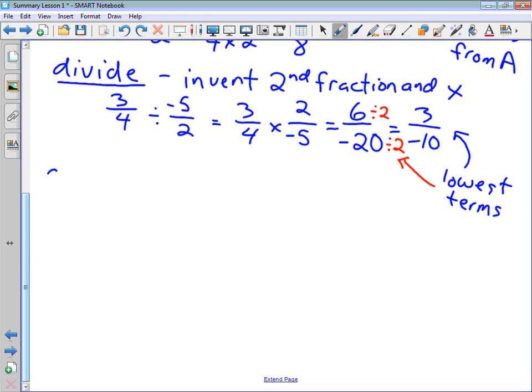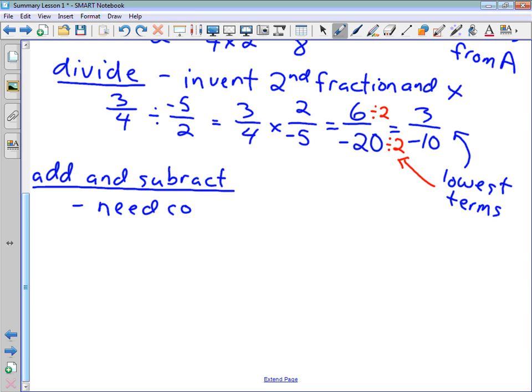And then finally, we talked about adding and subtracting. I should just say add and subtract. Underline it because it's a subtopic. What kind of a rule did we have for addition and subtraction? I might just say need a common denominator.